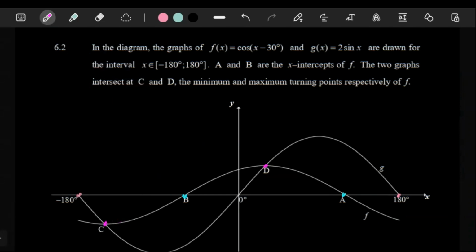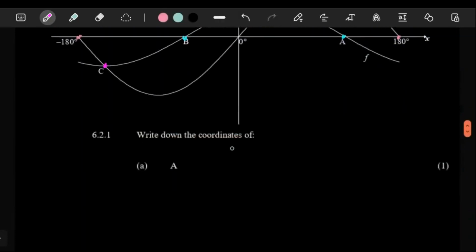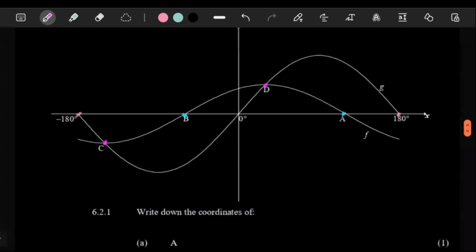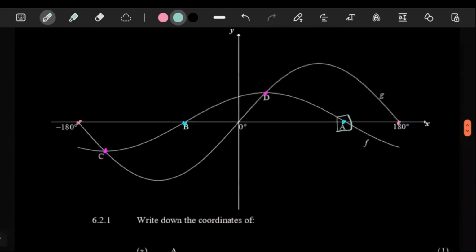Yeah, they intersect at C and D, the minimum and maximum turning points respectively of f. Then it says write down the coordinates of A. Coordinates of A, this point over there. Well, to get that point, how many marks? They're only asking for 1 mark, so you have to be strategic.